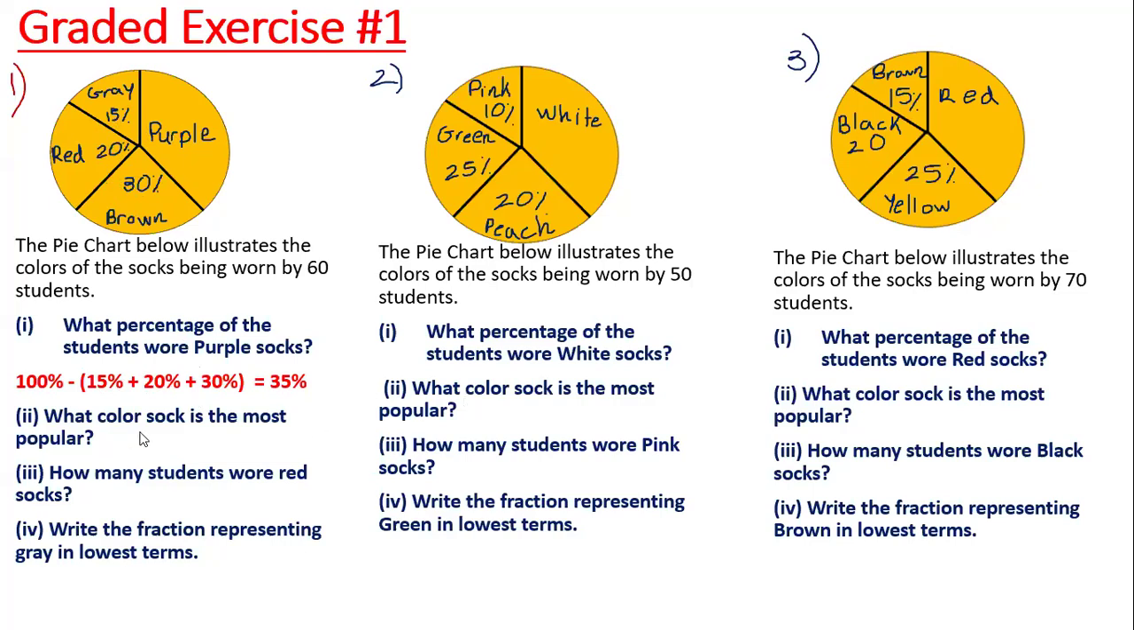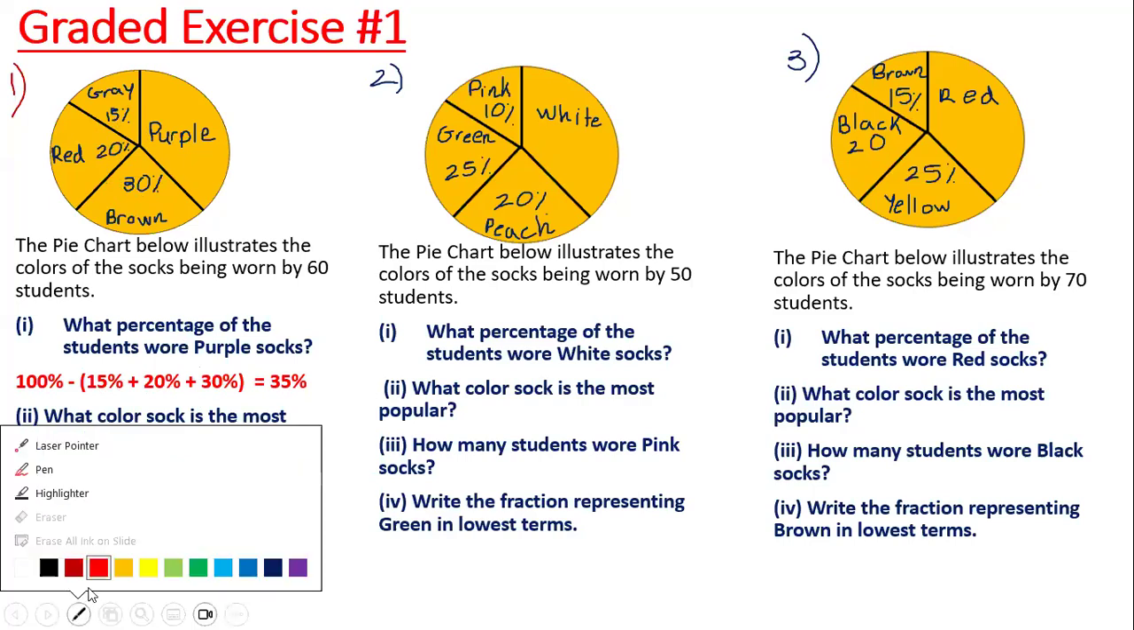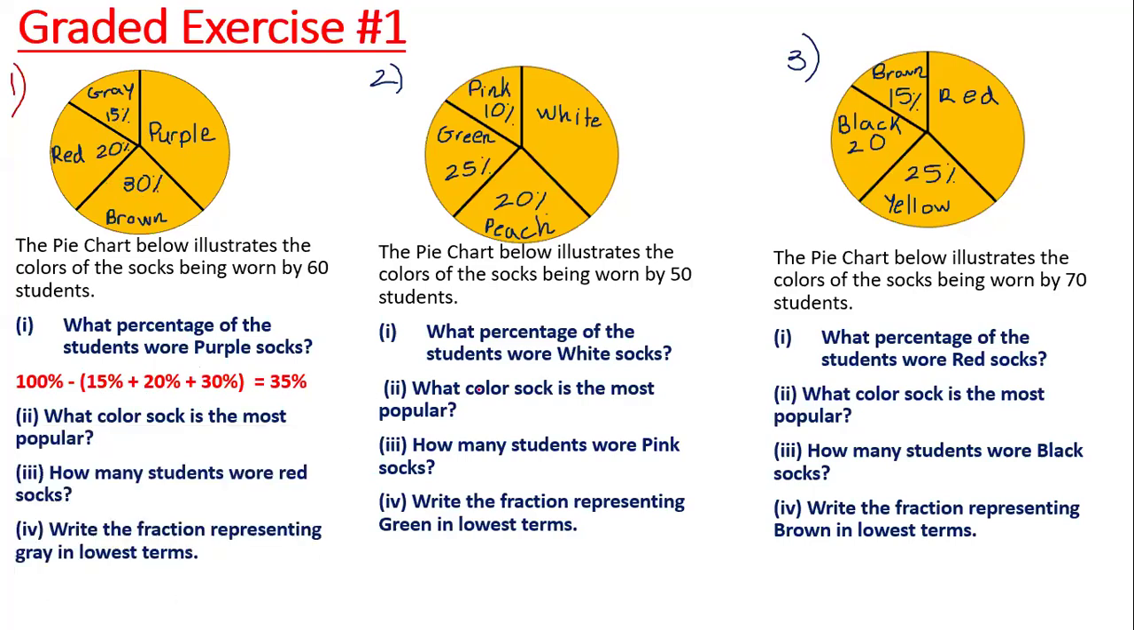Question: what color is the most popular? Purple. Why do we say purple is the most popular? Because 35% of the students wore purple socks. You can also see from the drawing that purple takes the biggest piece of the pie. So it's 35%.